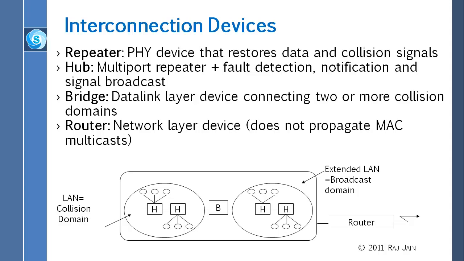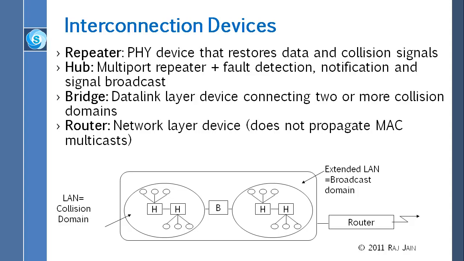Collision. Lots of collision. If you connect 2,000 stations to a switch, the collisions will not go. But what will go is the broadcast. If somebody sends a broadcast frame from this side, it will go to all the other people, because this is a complete frame, CRC passes, it's a multicast frame, it will broadcast to all the sides.